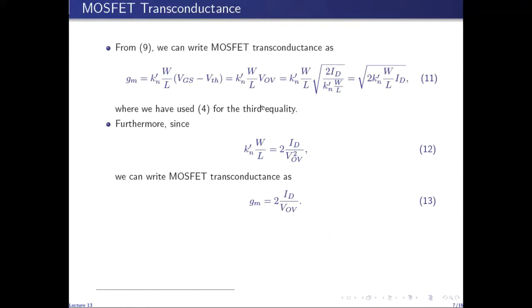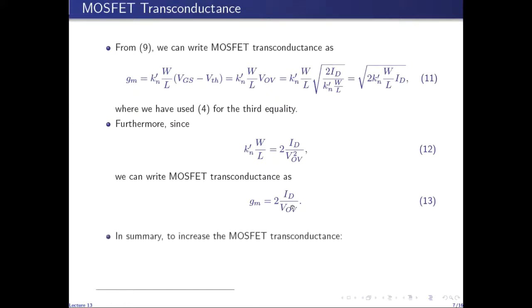So we've got three expressions. The first one relates the MOSFET transconductance with the MOSFET transconductance parameter and the overdrive voltage. The second one relates GM with the MOSFET transconductance parameter and the drain current at the DC component of the drain. And the third expression relates the MOSFET transconductance with the DC component of the drain current and the overdrive voltage corresponding to the DC VGS.